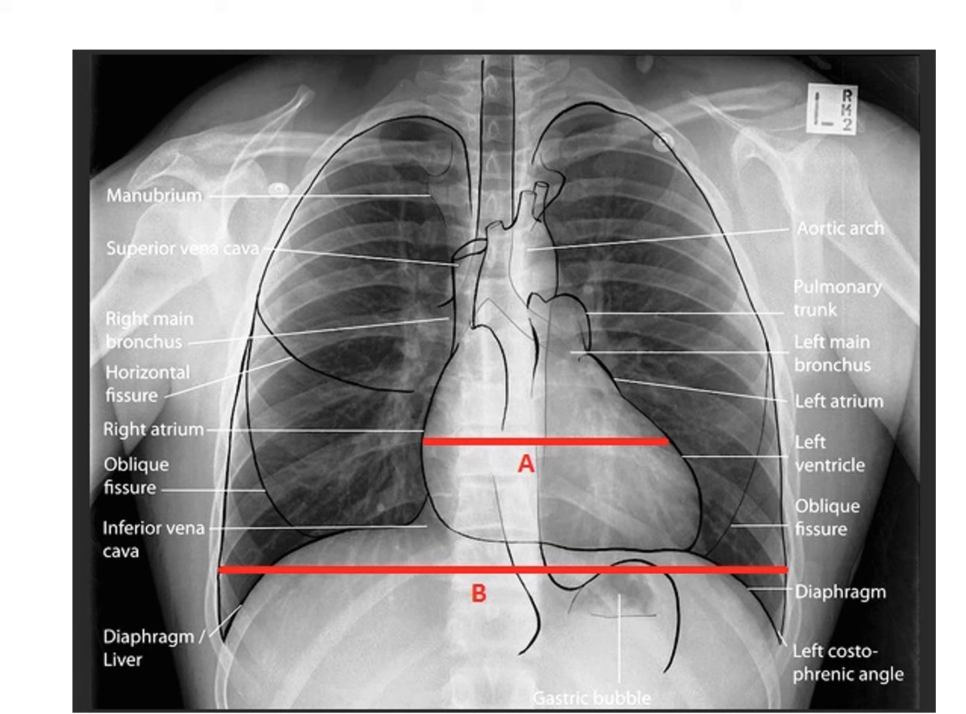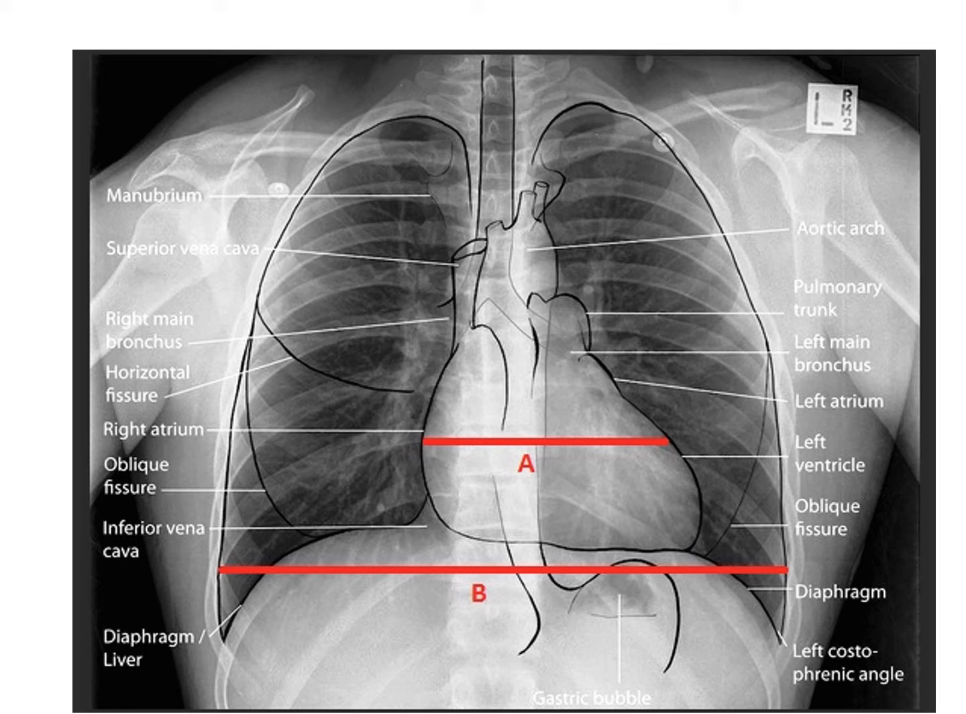So from this one, you can see the different anatomy within the chest x-ray. Some things to note before we go through a systematic way of reading chest x-rays and the actual anatomy itself: firstly, the projection.